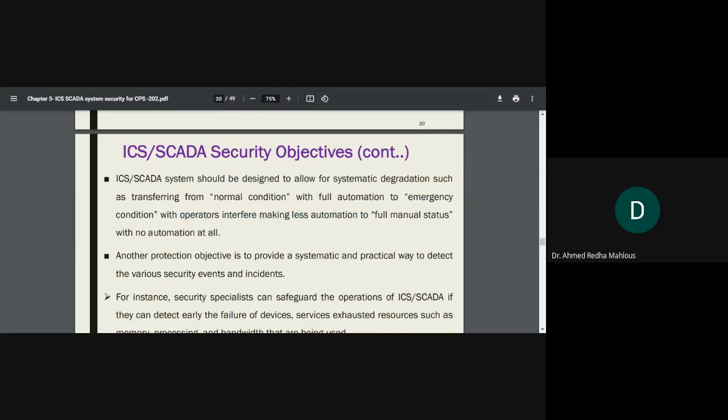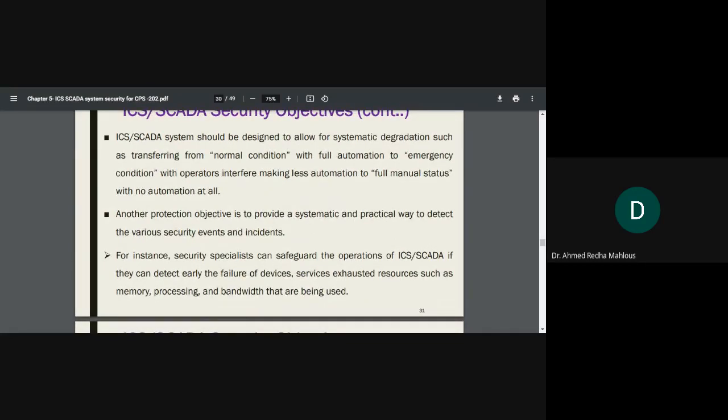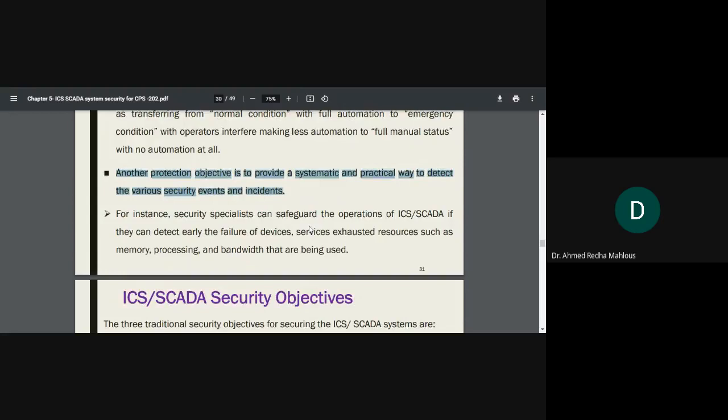Another protection objective is to provide a systematic and practical way to detect any security event and incident. You should have in place in an ICS SCADA a way to detect anything unusual. Any unwanted activity or event should be detected automatically. For instance, if you have some failure on an ICS SCADA device, that failure should be detected automatically. It's not like you will discover it after a while. Also, if you have any DOS attack, you should detect it automatically.